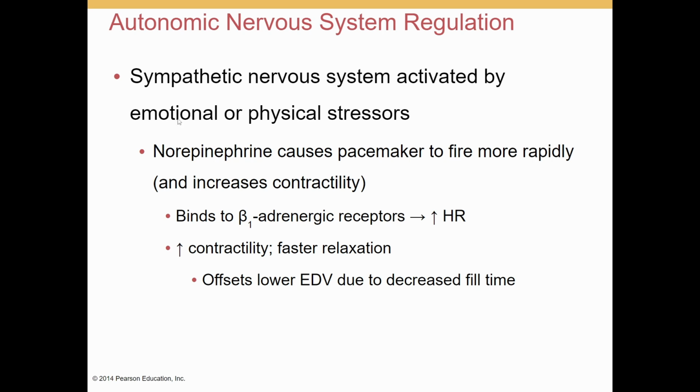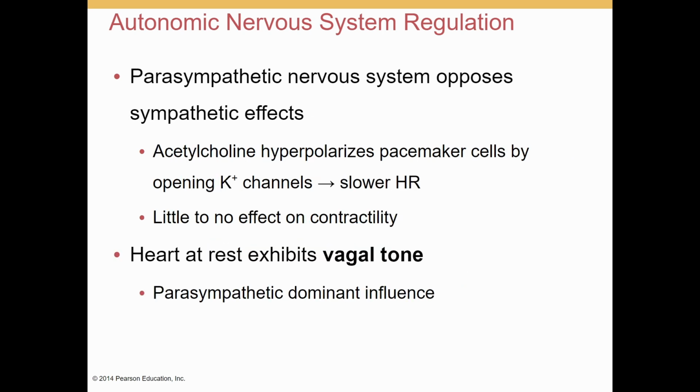Norepinephrine generally binds to beta adrenergic receptors in the heart, allowing for an increase in heart rate. An increase in heart rate can lead to increased contractility, which, if it's contracting faster, it will relax faster, which can offset a lower EDV, essentially a decreased fill time. Essentially, it's making up for low EDV by contracting more, ejecting more, so there's more likelihood to get the blood faster into circulation.